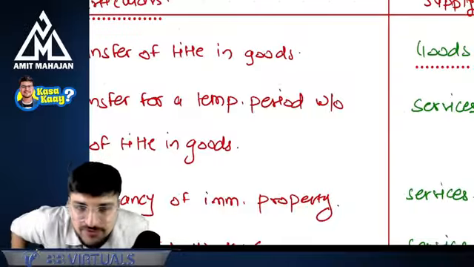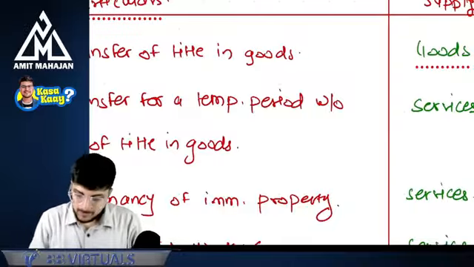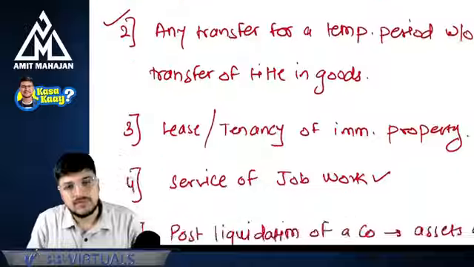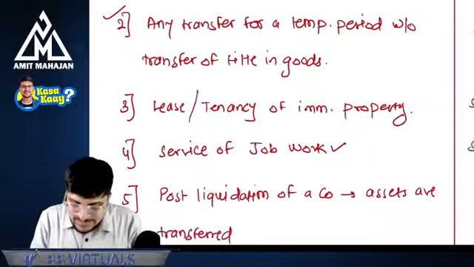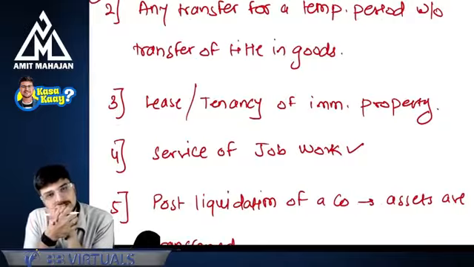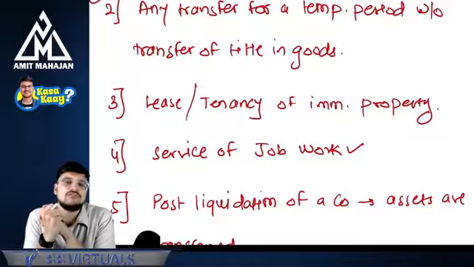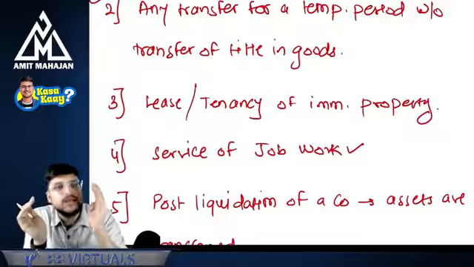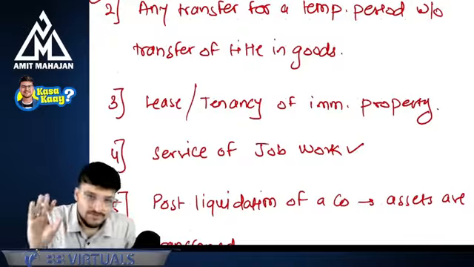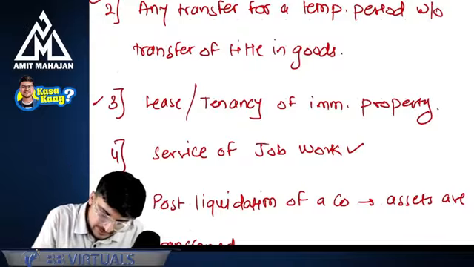So I was saying, so this is the second point. Number one and number two. Number three, let's come to number three. Lease tenancy of immovable property. What do you think? Lease tenancy of immovable property. See, anything related to immovable property, it can't be goods. So it is going to be what? Services. Okay. So this is point number three.